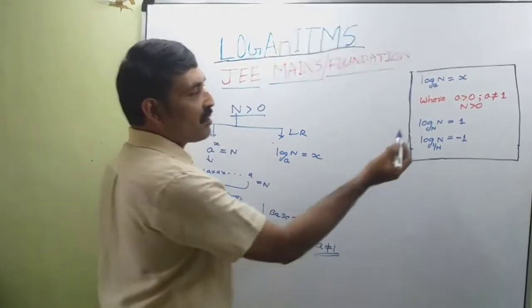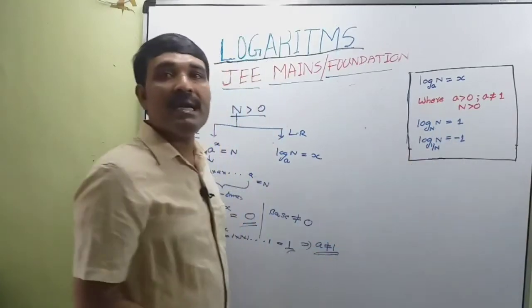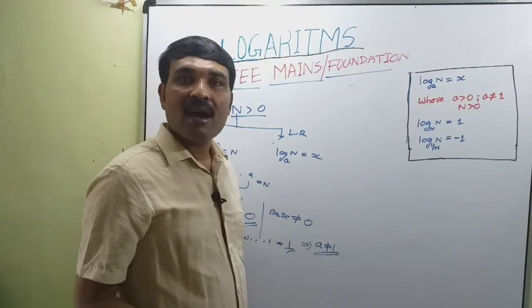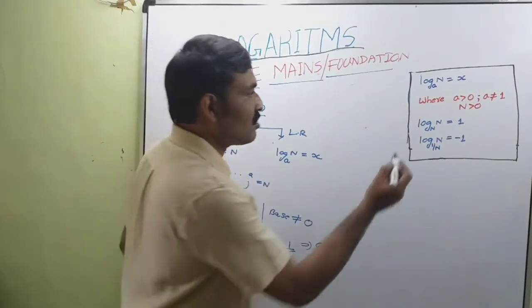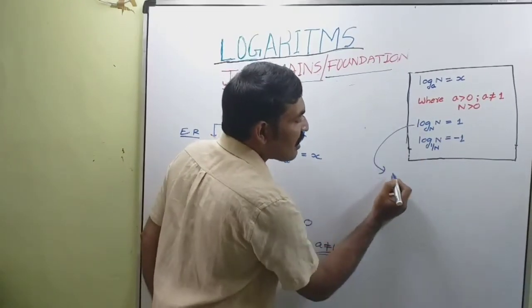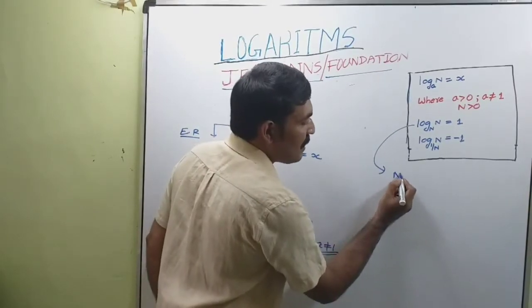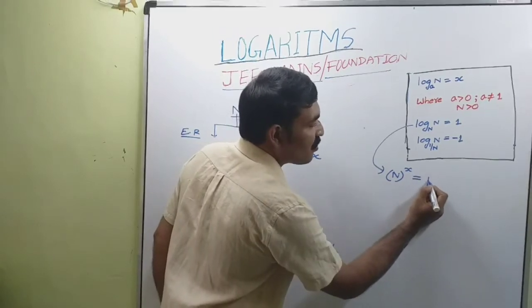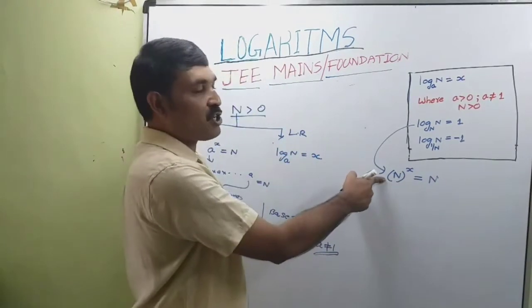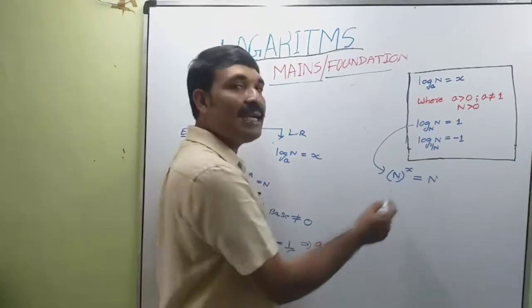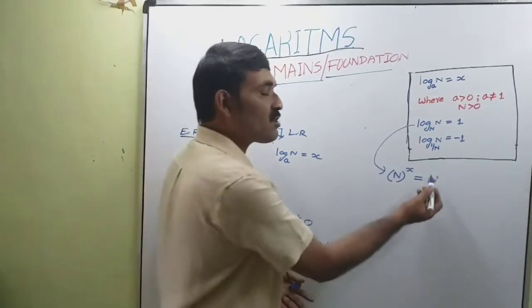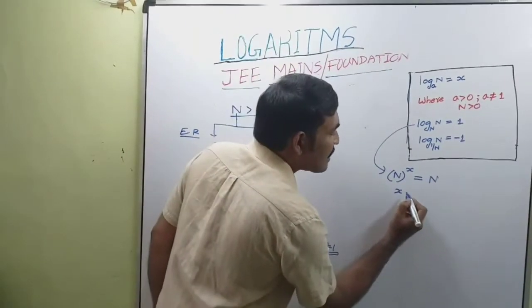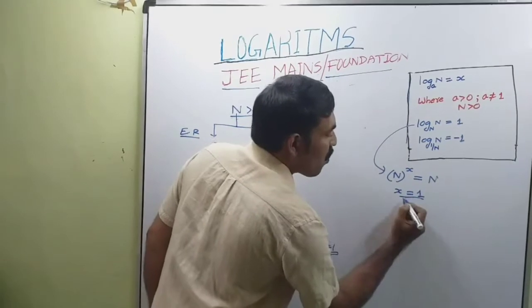Now, consider log n to the base n. What that indicates? That indicates n is multiplying how many times to get n. So, this we can write in exponential form as base raised to x is equal to n. This is the exponential representation. Now, how many times n is multiplied so as to get n? You have to multiply only one time. So, x is equal to 1.